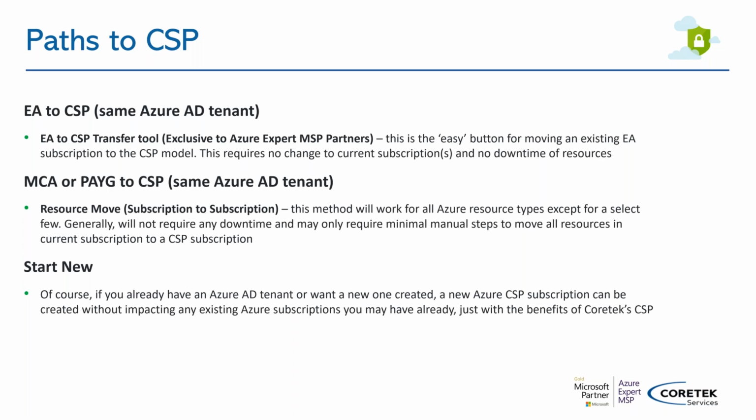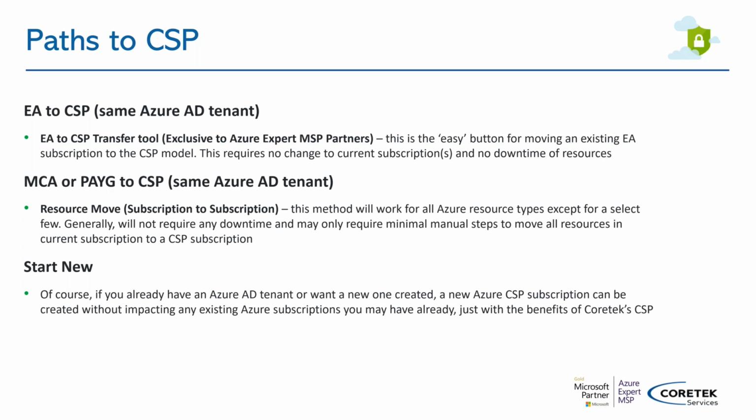If you're starting from EA, and as long as we're staying in the same Azure AD tenant, and you work with an Azure Expert MSP partner such as CoreTech, we have access to a tool called the EA to CSP transfer tool. This is truly the easy button. We just work with whoever the account owner is for the subscription or subscriptions and send them a transfer request, and everything gets moved over. You're going to ask, is it moved over yet? And we're going to say, yep. And you're like, oh, I didn't know, because nothing changed. Exactly. That's the point.